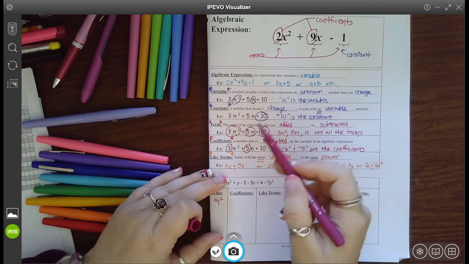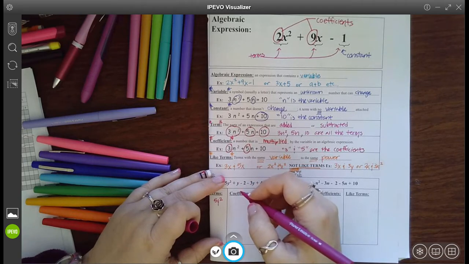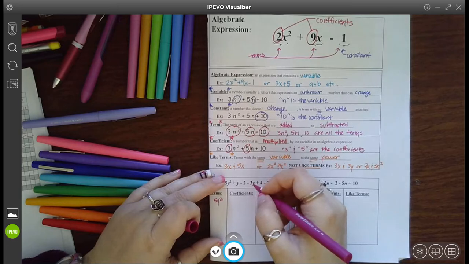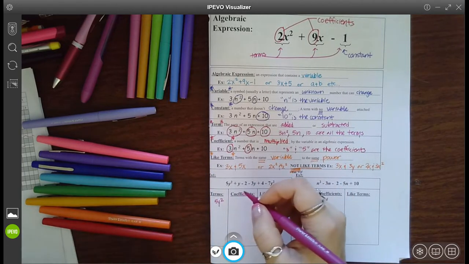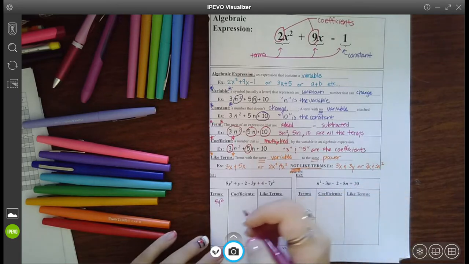And I know up here, because I was circling stuff, it's important to bring the sign with it, because if it's by itself, like that's a -2, that's a -3y. So bring the sign with it. And if it's a positive, you don't need to write the sign. It's implied that it's positive. So it's basically just if it's a negative.